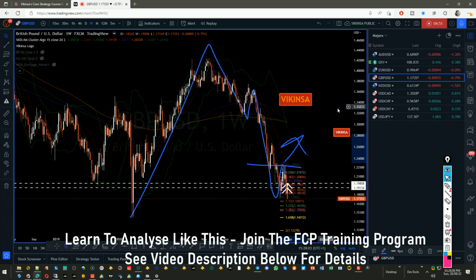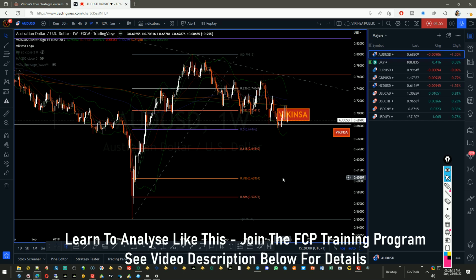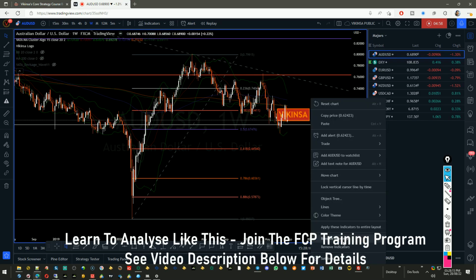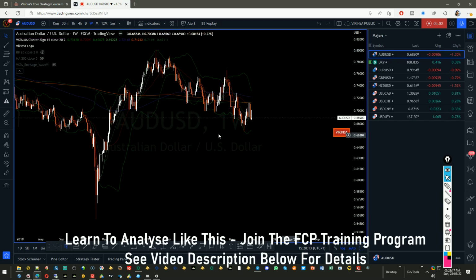That's what we can expect. Okay, so now let's look at AUDUSD possibly. On AUDUSD, the market has not been moving that much. It has been doing sideways momentum, which is like this.